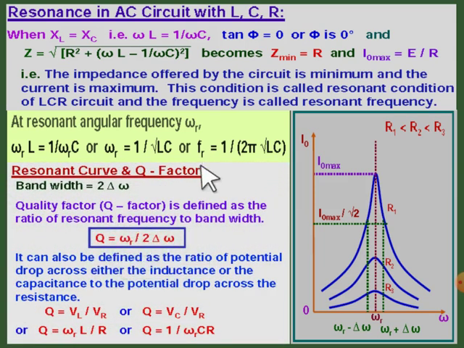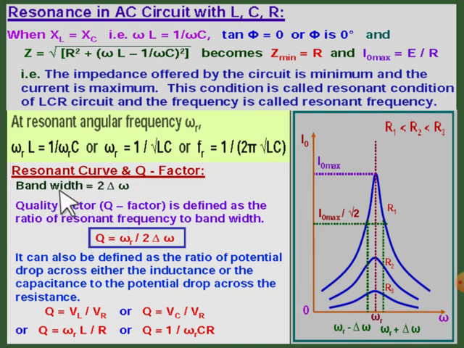Now see this resonance curve and Q factor. Let's see what this resonant curve is: the graph that is drawn between the current and the angular frequency. We call that graph the resonant graph or resonant curve.